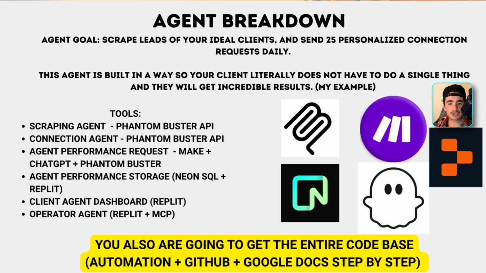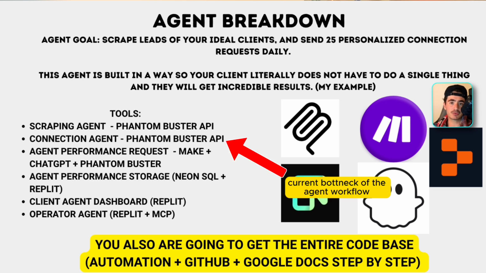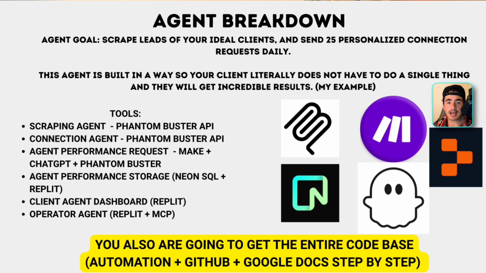So the scraping agent is going to be done on Phantom Buster's API. Now, before we talk about the connection agent, let's talk about the scraping agent and what it does, right? So this can run 24/7, but the bottleneck of this AI agent is the amount of connection requests that you can send every day, because LinkedIn's algorithm will flag your account if you send more than like 30 connection requests every single day. And so per account, you're now limited with that bottleneck.